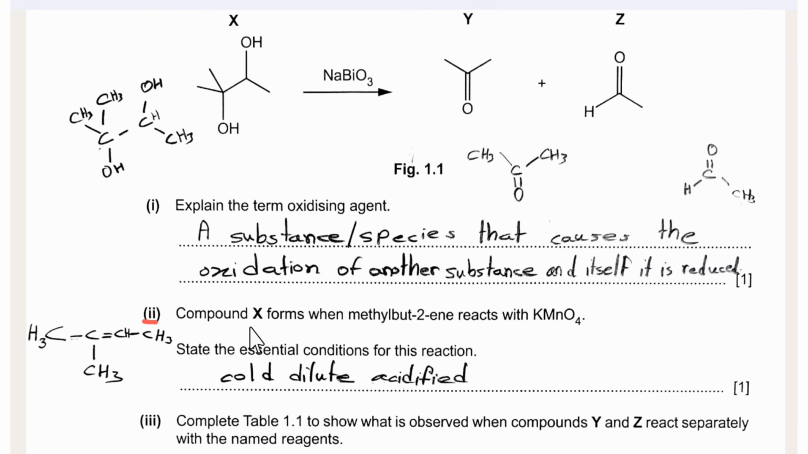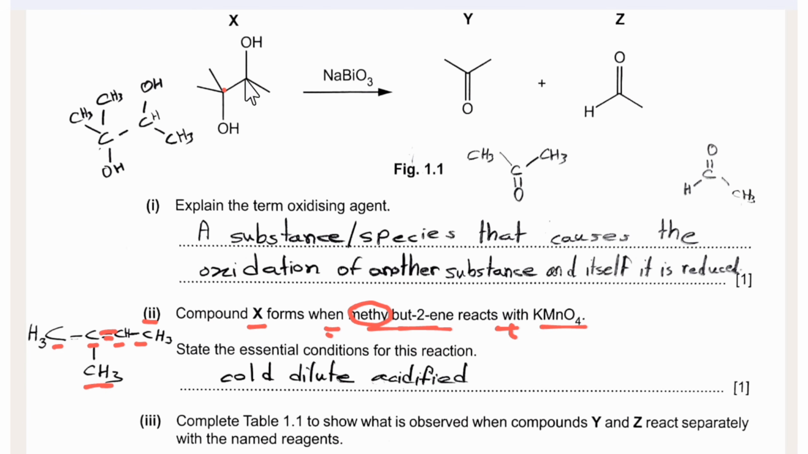In part 2, compound X forms when methylbutene reacts with KMnO4. So when methylbutene reacts with KMnO4, compound X is formed. State the essential condition for this reaction. First of all, for methylbutene, since it is butene, it must contain 4 carbon atoms: meth, eth, prop, but. So butene, and as there is a 2, the double bond is between the second and third carbon atom, and as there is a methyl group present, we just add a methyl group. So methylbutene reacts with KMnO4 to form X.